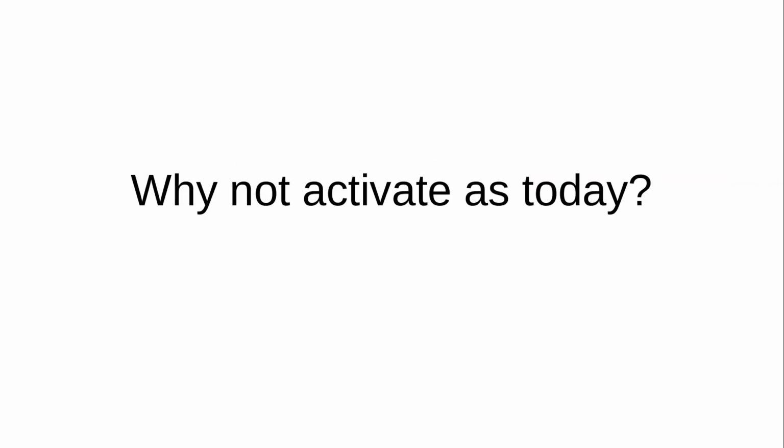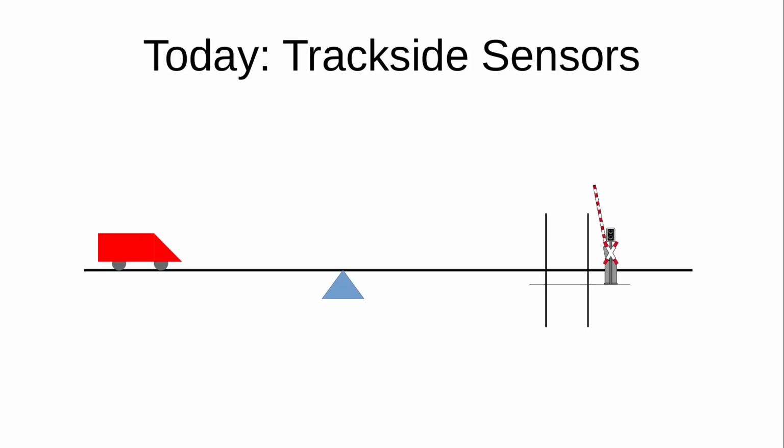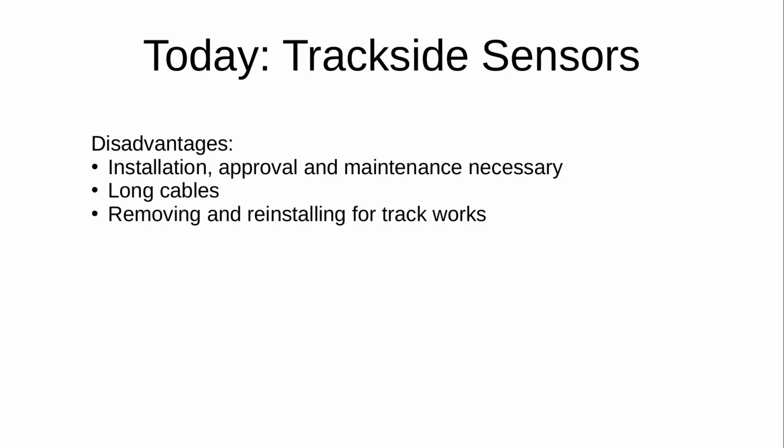And why do we want to change the activation at all? Today, most LCPSs are activated by trackside sensors. The sensors can be induction loops, track circuits, or wheel sensors, also called treadles. If the sensor for activation detects a passing vehicle, the LCPS activates. But trackside sensors for activation have several disadvantages.